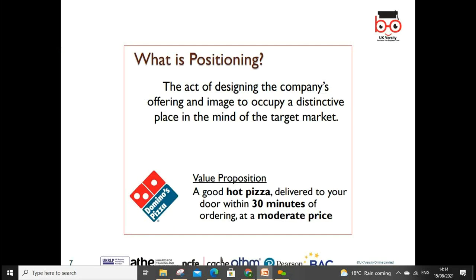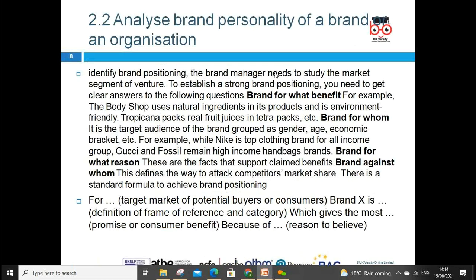What is positioning? The act of designing the company's offering and image to occupy a distinctive place in the mind of the target market. For example, a good hot pizza delivered to your doorstep within 30 minutes of ordering at a moderate price. That's a huge promise. You need to think about whether we can deliver in 30 minutes or not. Otherwise, don't promise it. You can promise 60 minutes instead of 30 minutes. So be careful.